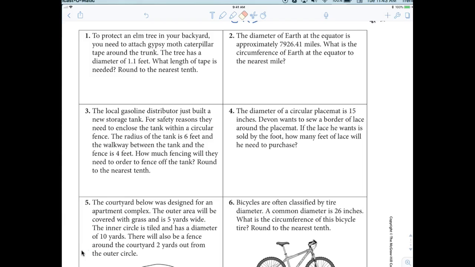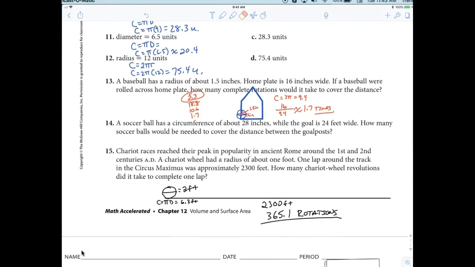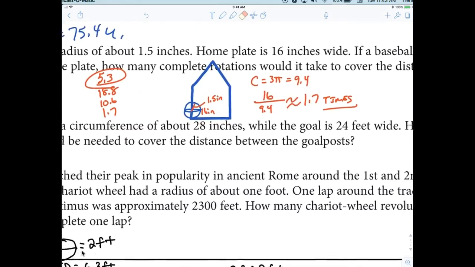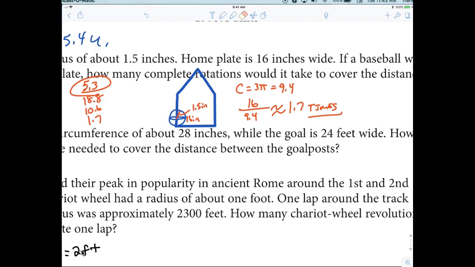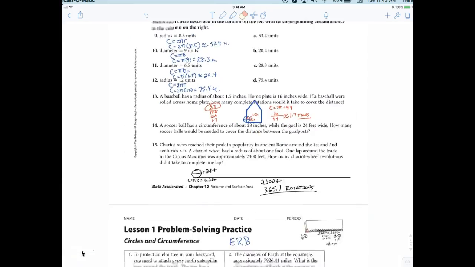All right. Is there one in particular, Julian, that you wanted to talk about, or are you good with all of them? Oh, me? Yes. I just wanted to see 13 again. I just want to see what I did wrong. Okay, here we go. Oh, I didn't divide. I didn't divide 16 by 9.4. You're okay with that, though, right? Yeah. Okay. All right, which one now?